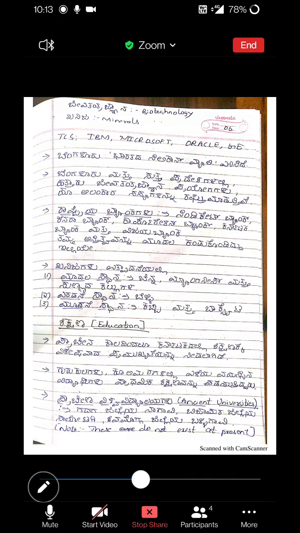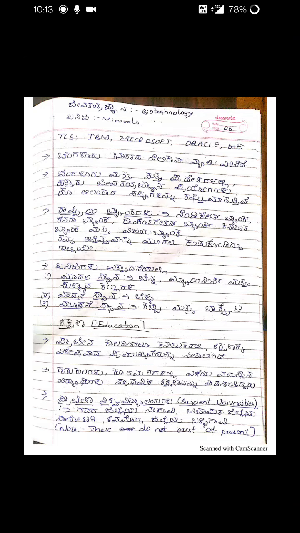The next topic is Shikshana, education. Even during ancient times, Karnataka has given importance to education.